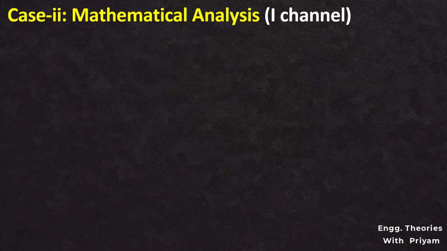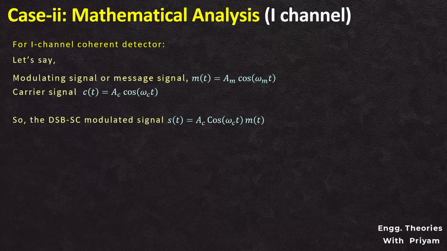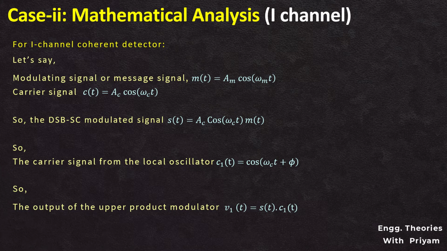Let's see the mathematical analysis for case 2 of the Costas loop receiver. For the I channel detector, the equation of the DSB-SC signal can be given by s(t) = Ac cos(omega_c t) m(t), and the output of the voltage controlled oscillator is c1(t) = cos(2 pi fc t + phi), where phi is a small angle in radians. The output of the VCO is applied as a carrier input to the upper product modulator. Hence, the output of the upper product modulator is v1(t) = s(t) c1(t).